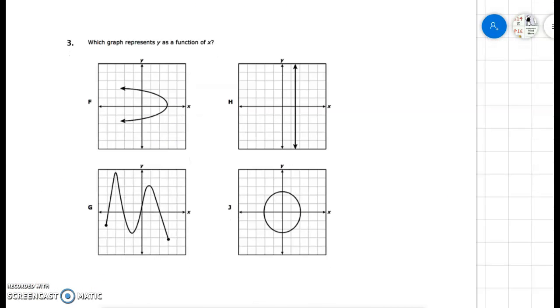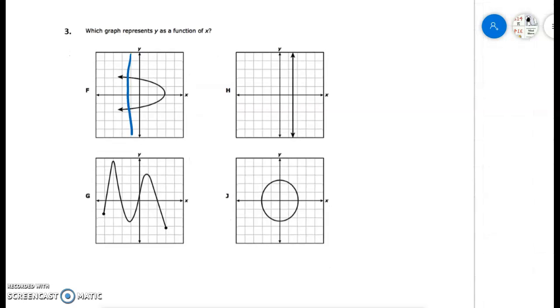And then on number 3, with the graph, we're looking at that vertical line test. This one is a vertical line. So the only one that is a function is G.